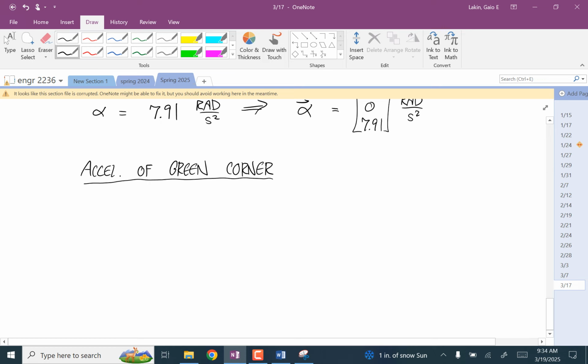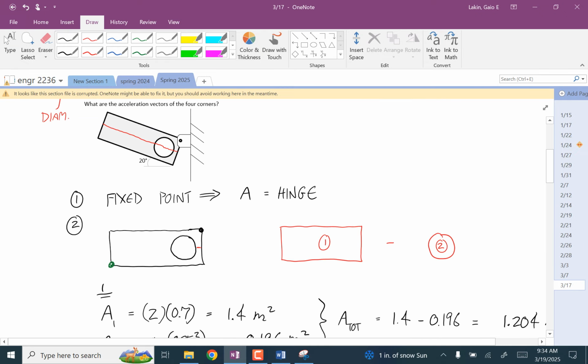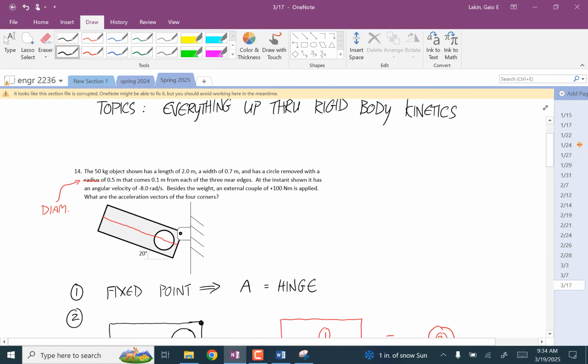Well, every point on this body is in circular motion around that hinge. So the acceleration of that point is going to be the watermelon equation: all ripe watermelons will rot. Our alpha, we went through all those steps just to calculate alpha. That's 0, 0, 7.91. Our omega, that's something that you can't calculate from the rigid body analysis, but that is given in this problem, negative 8. And that also is independent of the coordinate system we use because that's a z component.